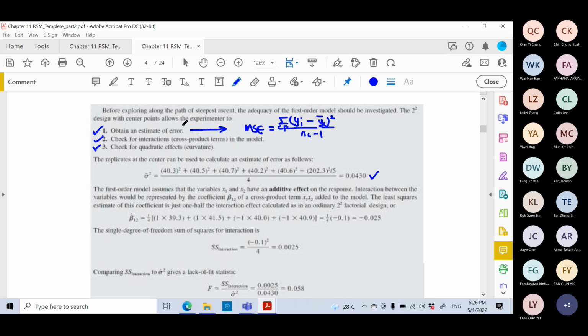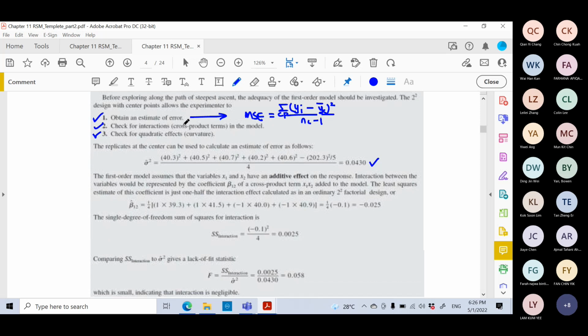The first one will be done: estimate the error. Then if you want to calculate the interaction effect also, because this one is a 2 power 2 factorial design, of course you can calculate the effects for the interaction. The effect is just beta 1 2, which is the interaction of factor 1 and factor 2 here. So this one is just the effect.